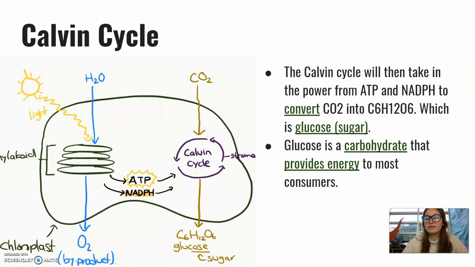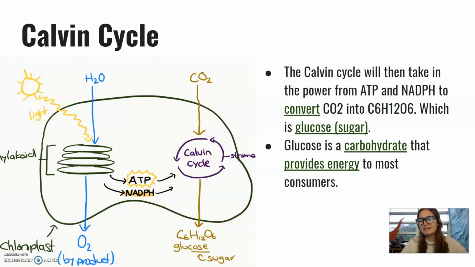Then, of course, our last and final end goal, our main product that we're looking for, is glucose, also known as sugar. Remember, anything that ends with an "ose" is going to be sugar, so glucose. Glucose is a carb. In fact, it's the monomer of carbs. In other words, it makes up carbohydrates. And the whole point of the Calvin cycle is to take power from ATP and NADPH. It's going to convert that carbon dioxide into glucose.